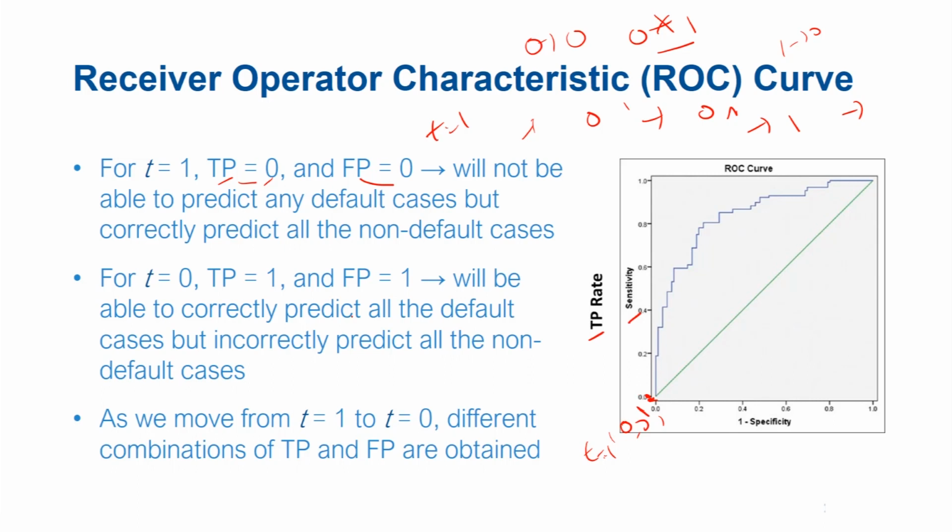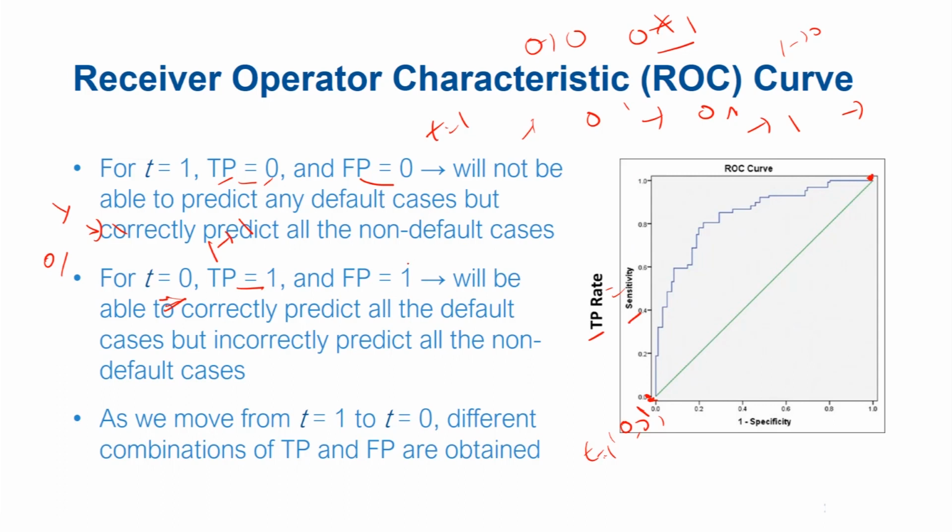Now think of another extreme case where t equal to 0. In this case, whether it is zeros, non-defaulters, or ones, defaulters, all of them will be classified as defaulters, that is ones. That means all the defaulter cases, ones, are of course classified as ones. So our true positive rate is 1, our sensitivity is 1, true positive rate and sensitivity are the same. So we are standing here.